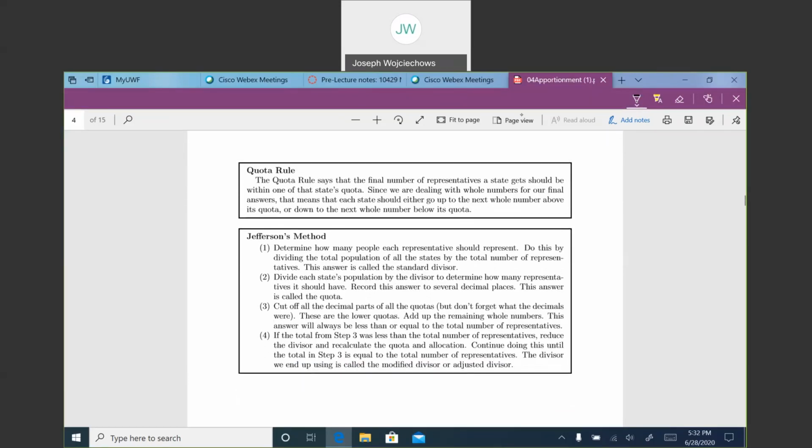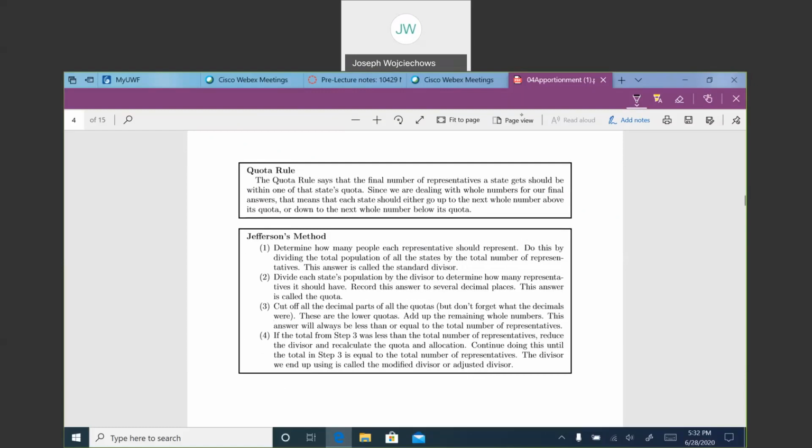So then we get to the quota rule. The quota rule says that the final number of representatives a state gets should be within one of that state's quota. Since we're dealing with whole numbers for our final answers, that means that each state should either go up to the next whole number above its quota or down to the next whole number below its quota.